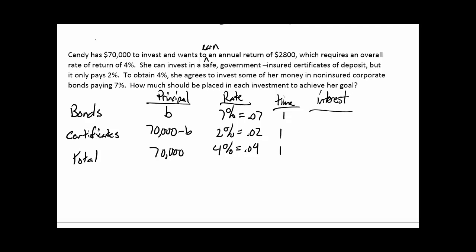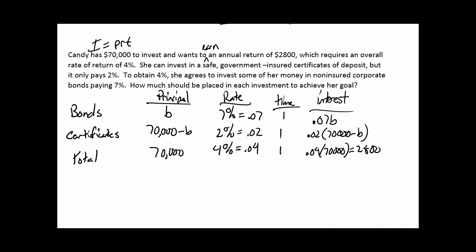Well, if you remember, I equals PRT, so we're just going to multiply those three quantities together. The interest for bonds would be 0.07b. The interest for certificates is 0.02 times (70,000 minus b). And the total is 4% of the 70,000, which coincidentally happens to be the 2,800 that they already gave us.